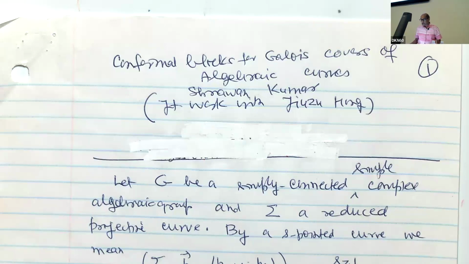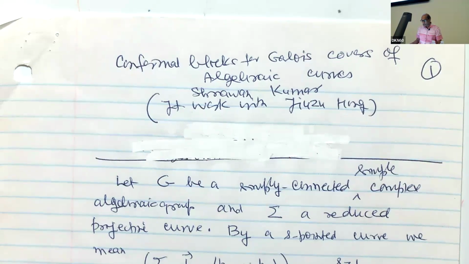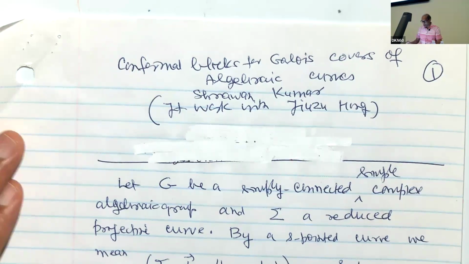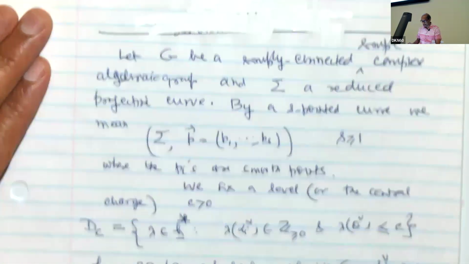Now S is some positive integer, starting with 1, which will be fixed for this talk. So by an S-pointed curve, we mean this curve sigma together with a bunch of points, P1 through PS. But these points are distinct, and these points are smooth points. So I don't take any of these points to be singular points.